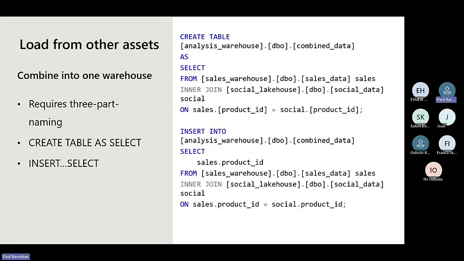Okay, so load from other assets, right? So we can combine into one data warehouse data coming from different pieces, right? So you can see here they are creating a table called analysis underscore warehouse DBO, right? And it's selecting from a sales warehouse, right? This is the reference table. It's doing an inner join to a lakehouse, actually, to a table inside a lakehouse, right?